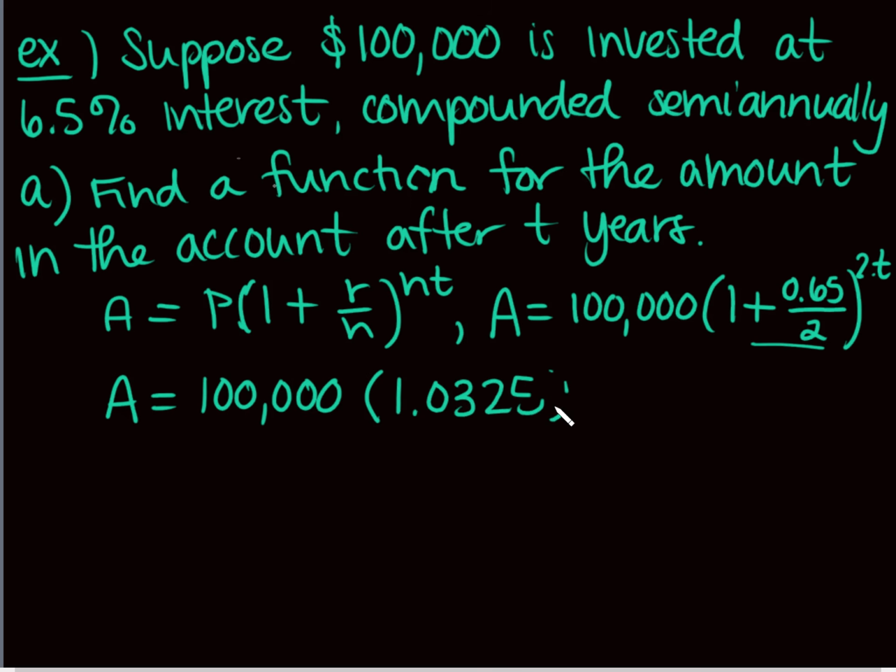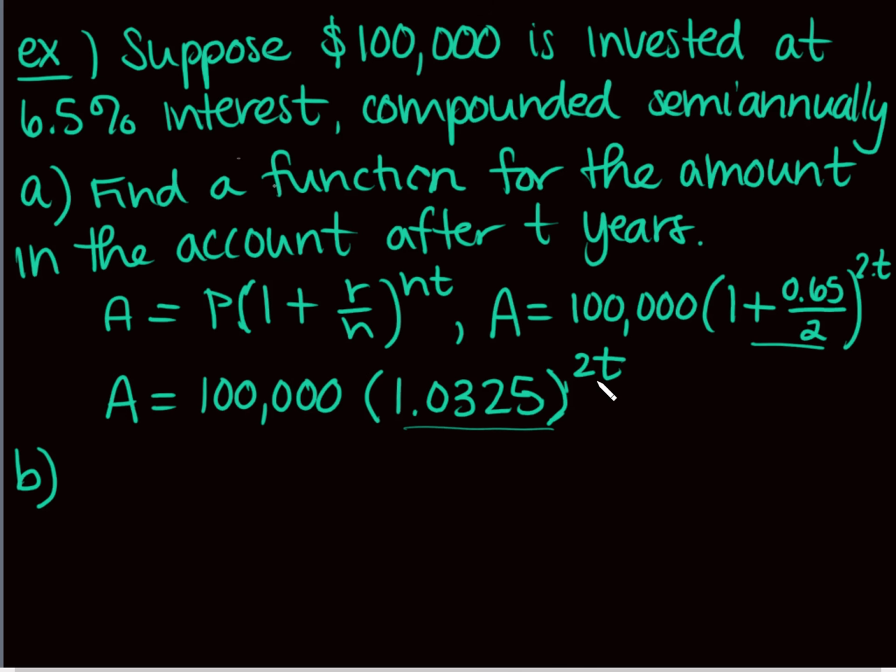1.0325 to the 2t. Hey guys, you know what's so weird about this? This is an exponential function. Strange that in the exponential function section we found an application with an exponential function. That's why it's in here. Okay, so this is my formula.